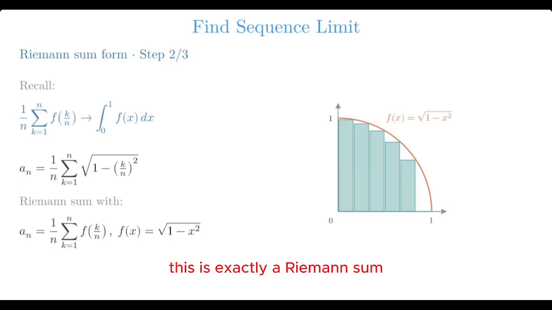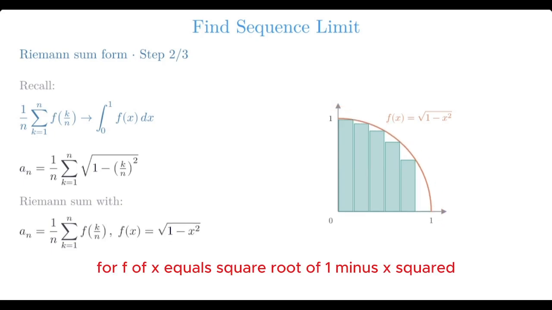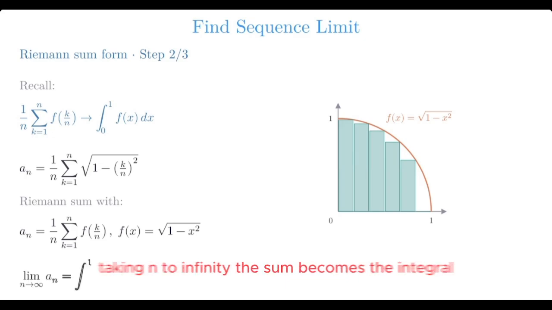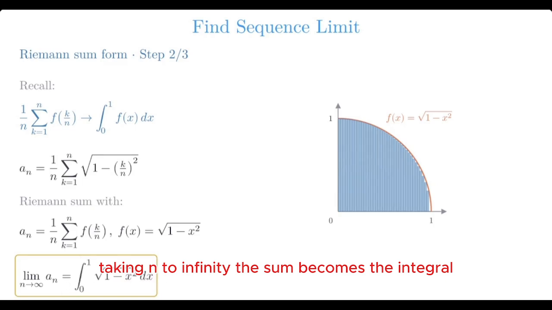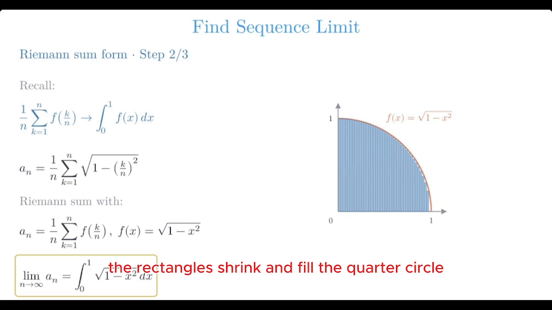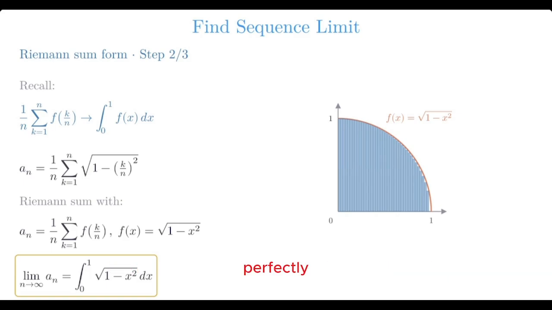This is exactly a Riemann sum for f of x equals square root of 1 minus x squared on the interval from 0 to 1. Taking n to infinity, the sum becomes the integral from 0 to 1 of square root of 1 minus x squared. As n grows, the rectangles shrink and fill the quarter circle perfectly.